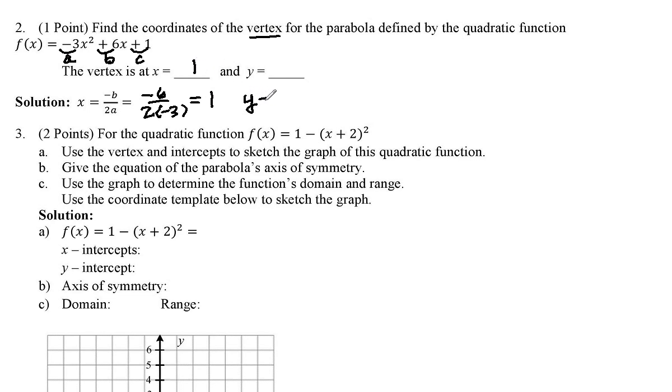And then our y value, we'll just plug that 1 back into the original function. So negative 3 times 1 squared plus 6 times 1, and then plus 1. So just plug the 1 back in here for x. So this is a negative 3, positive 6 is positive 3, plus 1 more, that is a positive 4. So our vertex here is 1, 4.